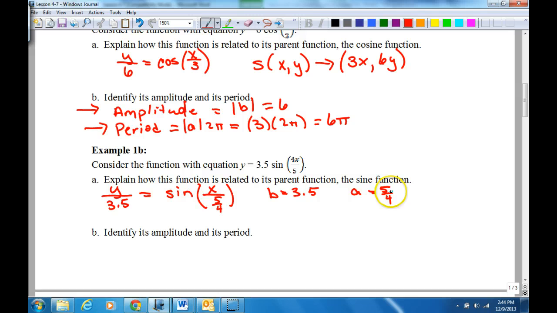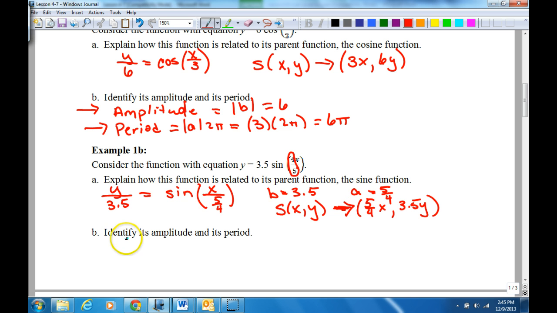The reason the a is 5/4 is it's really the reciprocal of this number right here. Now I'm going to do s of xy equals 5/4 x and 3.5y. Okay, so that's the scalar change.